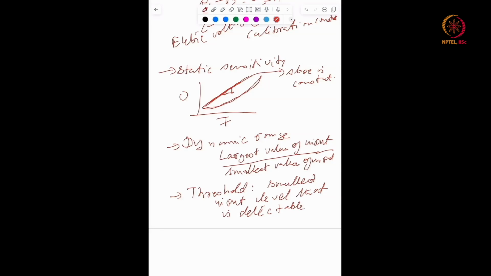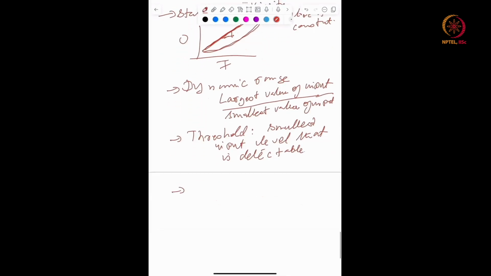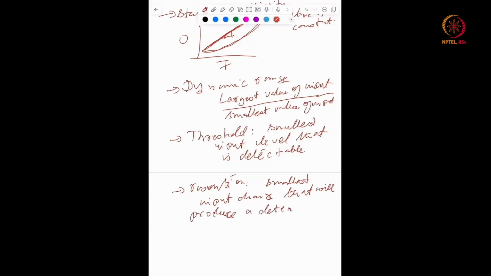Similarly, the resolution is the smallest input change that will produce a detectable output change.